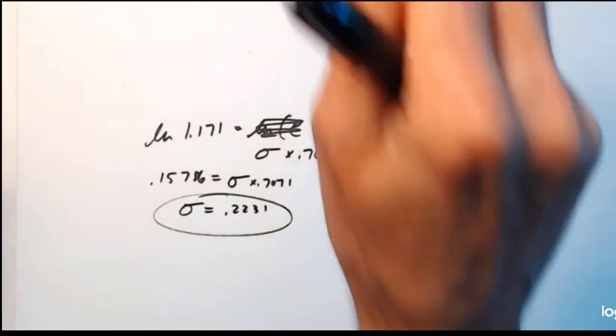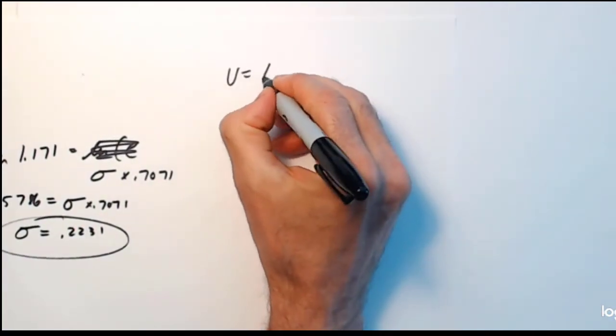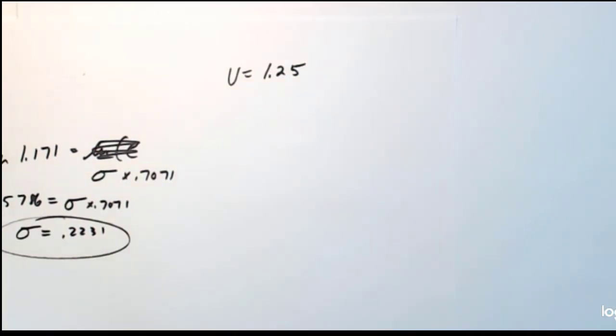So in the text, let me come over here. U in the one case is 1.25.